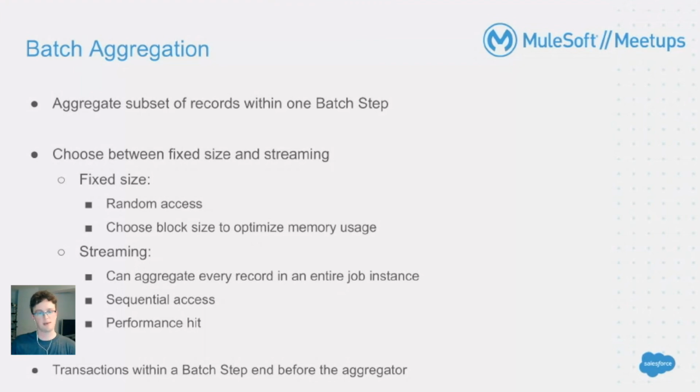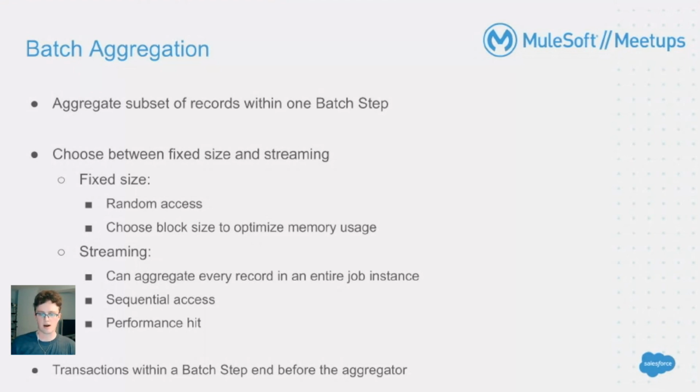Well, I can have a streaming aggregator at the end of my batch job. That way we'll do all the processing in parallel, all the modifications and edits that I need to do on these records. That all happens in parallel, and happens multiple times faster, and then it gets streamed into this file as fast as Mule can do it.